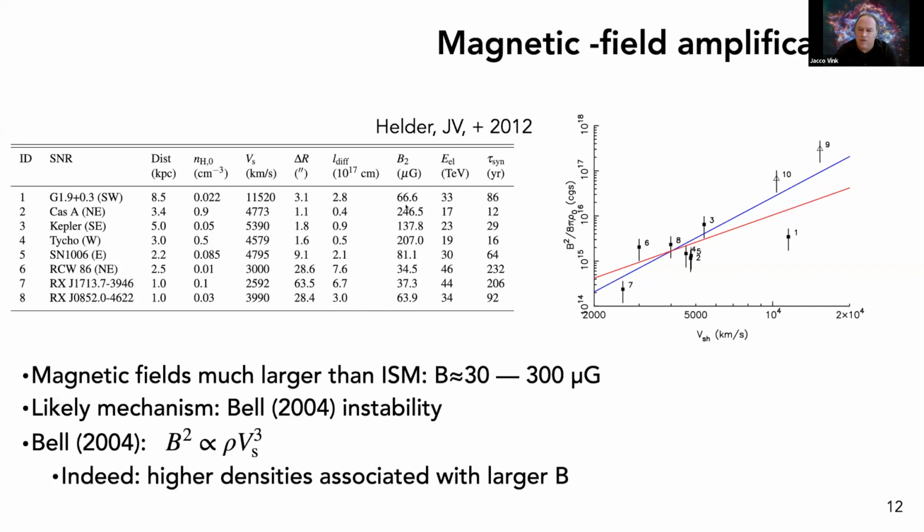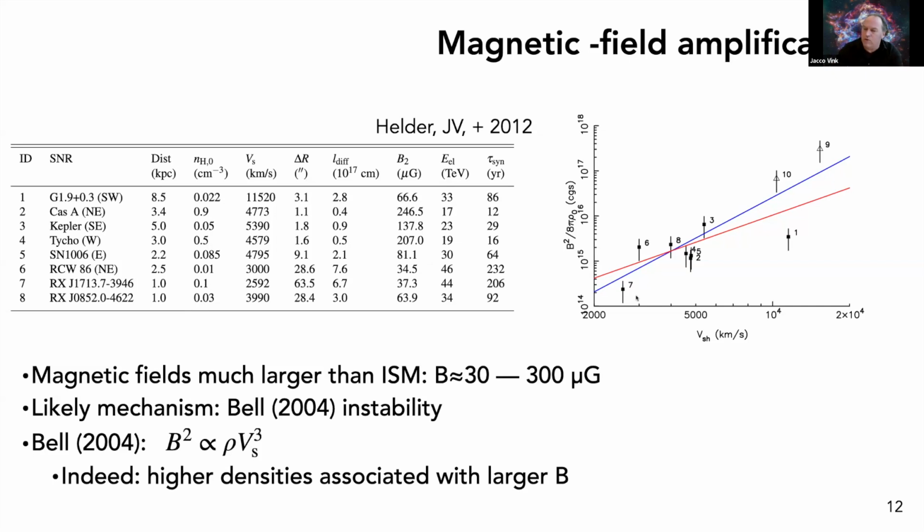So this was evidence that magnetic fields are actually not only very turbulent near young shocks, but are probably amplified. And one of the mechanisms for the amplification is the so-called Bell instability, in which the stream of cosmic rays induces a current in the upstream plasma. And because the particles are interacting with this magnetic field generated, you get additional turbulence, which gives you a magnetic field amplification. And Bell predicted that B squared should scale with rho v_s cubed. So the density times the shock velocity cubed.